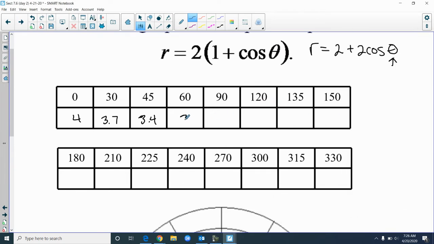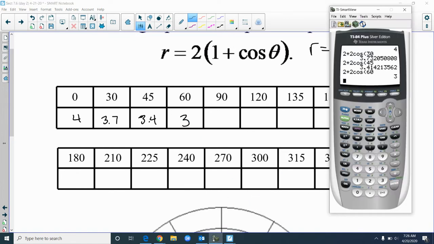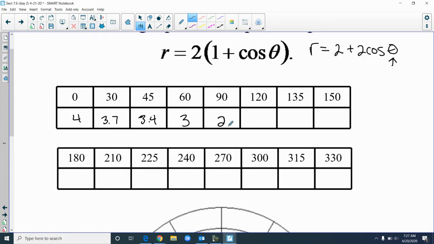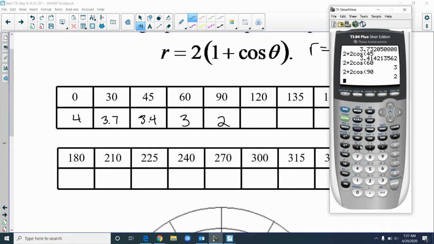And I get 3. Now on your calculator, to save a little bit of time, if I'm using the same thing over, I can hit second and then the enter button where it says entry. It'll pop up the same thing, and then I can just arrow over and make that a 90. And then I get 2. Then I can do the same thing, hit second, entry, make that 120, and I get 1.